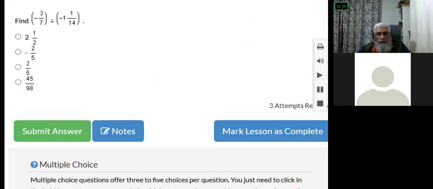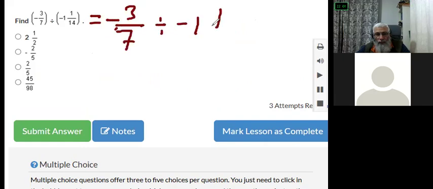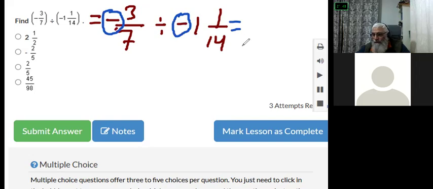This one. Negative 3 over 7 divided by negative 1 and 1 over 14. How to do this? What is negative divided by negative? A negative number divided by a negative number, the result will be what sign? Positive. Correct. So this is not correct. And to be able to divide, we need to make this an improper fraction. So 14 times 1 plus 1.